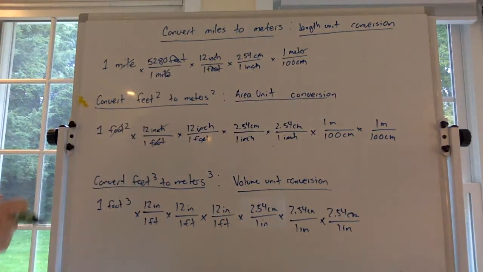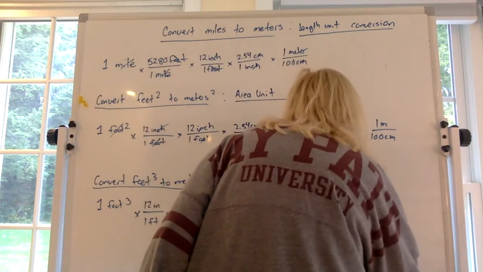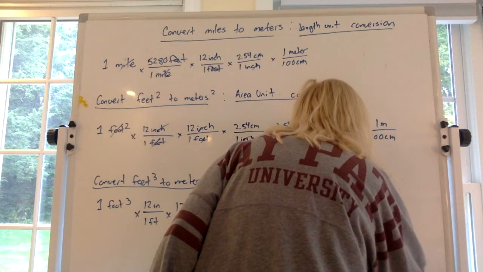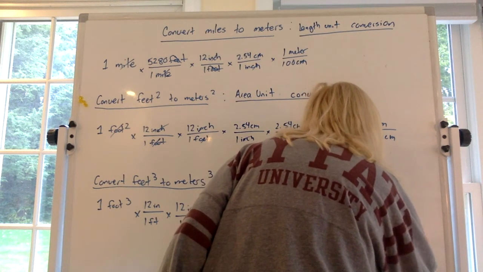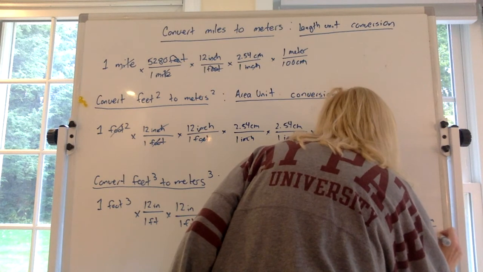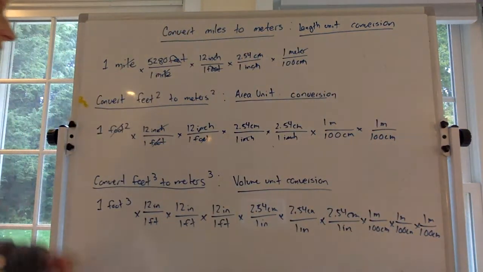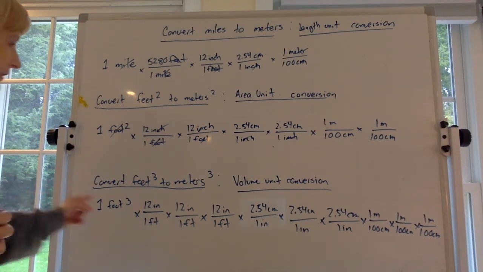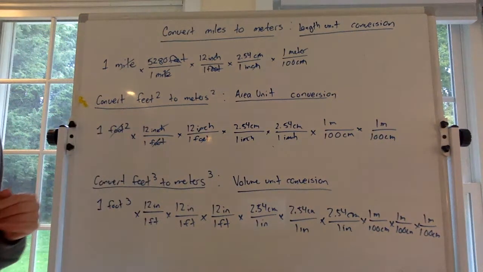Now all my inches cancel out and I end up with centimeters cubed, but I don't want centimeters cubed, I want meters cubed. So you do the 1 meter per 100 centimeters 3 times. Then the 3 centimeters on top cancel out with the 3 centimeters on the bottom. So you whip your calculator out, do everything on top and divide by everything on the bottom.